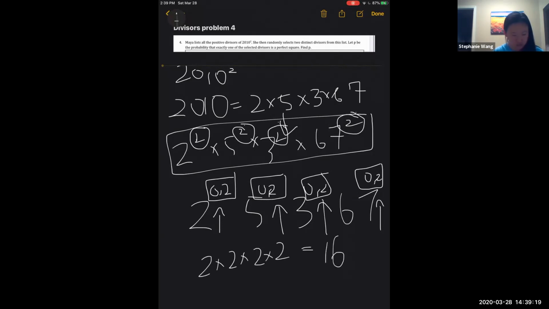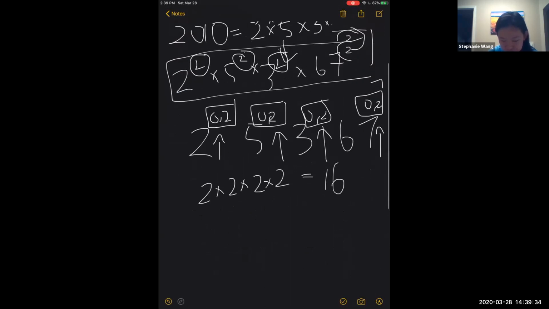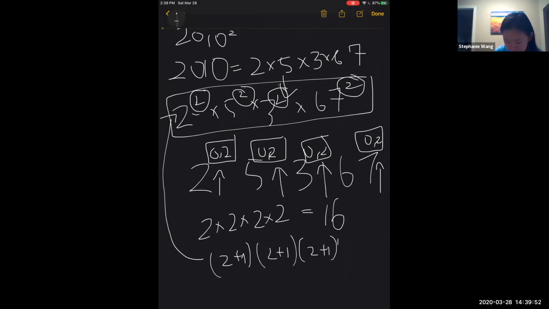equals 16. But we want to be careful because it's telling us that she's choosing 2 distinct divisors, so they're different divisors. We need to find the total number of divisors first in order to find the probability. To find the total number of divisors, you add 1 to each exponent and multiply them all together. You get 2 plus 1 times 2 plus 1 times 2 plus 1 times 2 plus 1, which is 81.